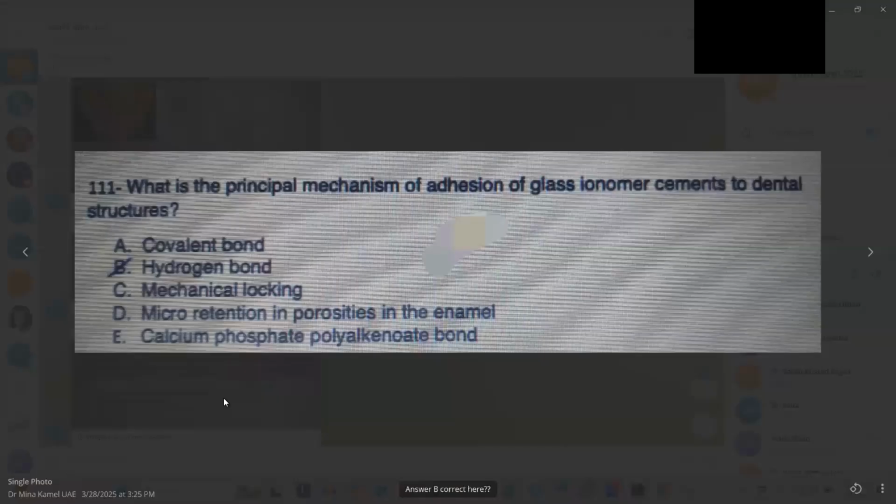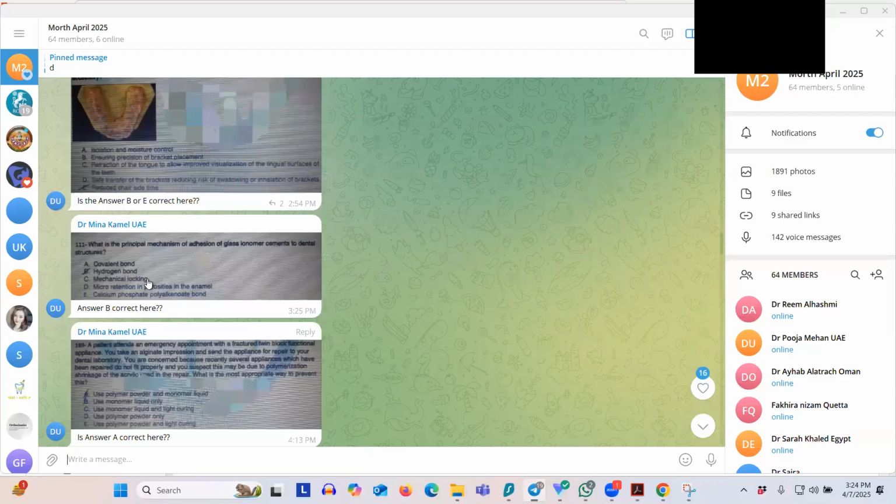What is the principal mechanism of adhesion of glass ionomer to the dental surface? Adhesion to the enamel's dental structure is by hydrogen bond initially. The overall bond is a polyalkenoate bond. So I will agree with B here.